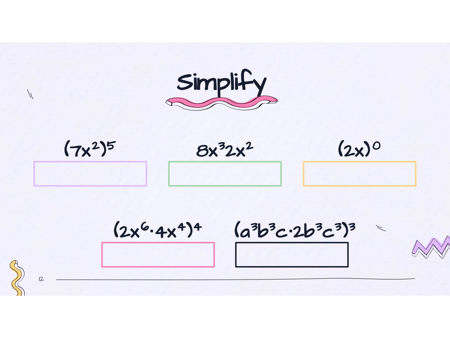Well, welcome back. So if we wanted to simplify this, I would have 7 to the power of 5. I'm just going to go ahead and write the answer, and then x to the power of 10, because you're taking this and you are distributing.